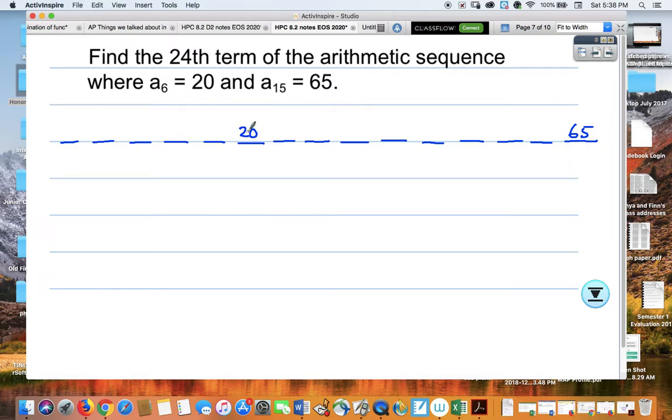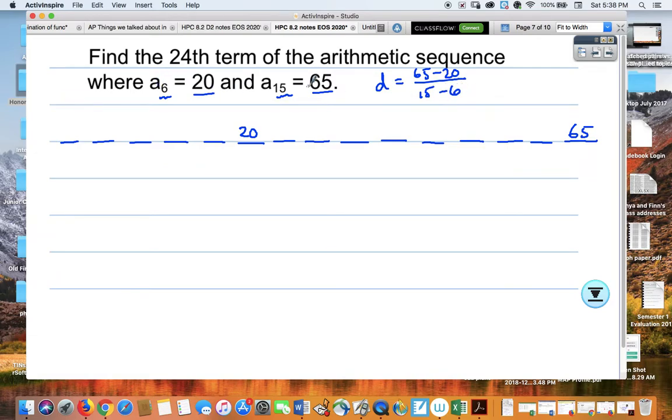I could do the thing where I figure out what is the span from 20 to 65 and how many jumps do I need to make. But in all honesty, I just think it's faster to use that idea of slope. So I'm going to take 65 minus 20 and divide it by 15 minus 6.